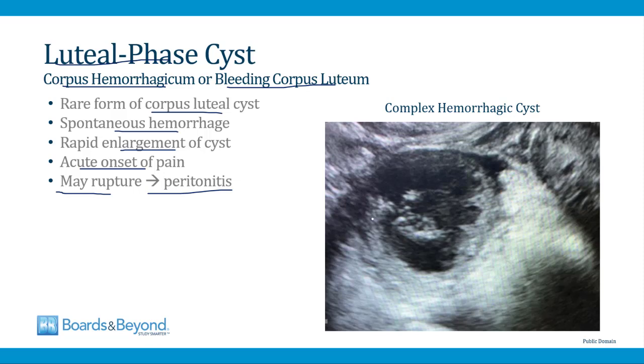And on this slide is an example of a hemorrhagic corpus luteum cyst, and you can see that the center is not dark like the previous image we saw. What you're seeing is coagulation of blood in the center of the cyst, and that's why it's filled with this complex structure here in the middle of the cyst.